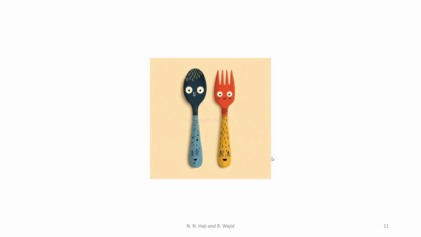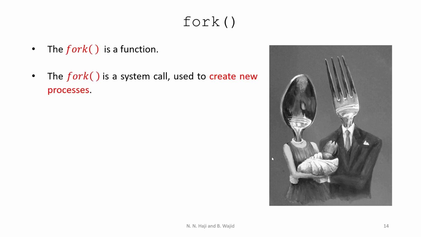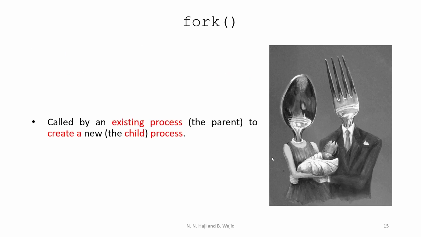Now, going back to the spoon and the fork. The fork is interesting because it is a system call of the operating system, and it helps create new processes. In fact, it is called by a parent, which is the existing process, to create a child process.